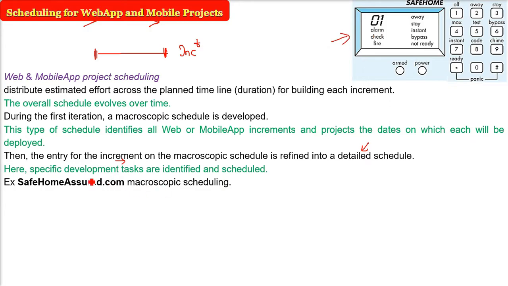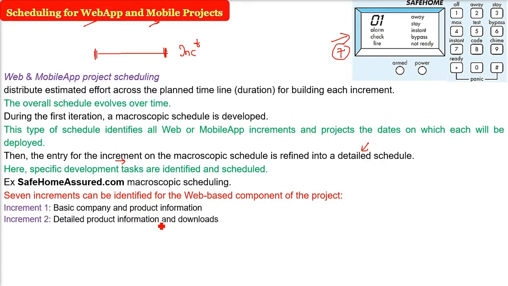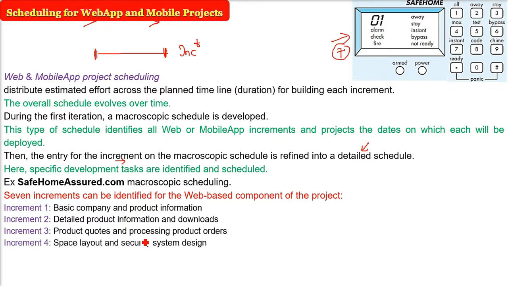Taking an example of a security system, let us call it safehomeassure.com. We will do the macroscopic scheduling first for an increment, let us say the nth increment. First we have to identify what increments we are going to provide here. Let us say we have identified 7 increments. For example, basic company and product information, detailed product information and downloads, that is what you are going to buy from the company, product codes and processing product orders, then the actual design part, space layout and the security system design.